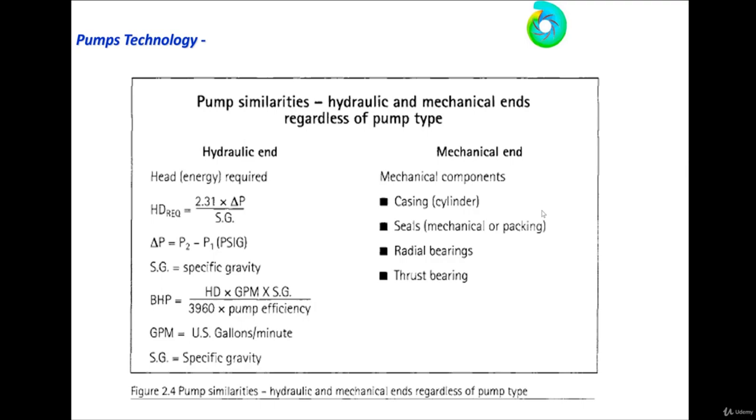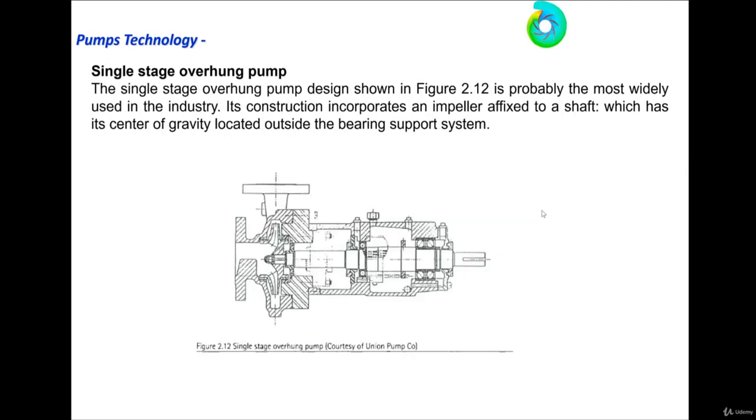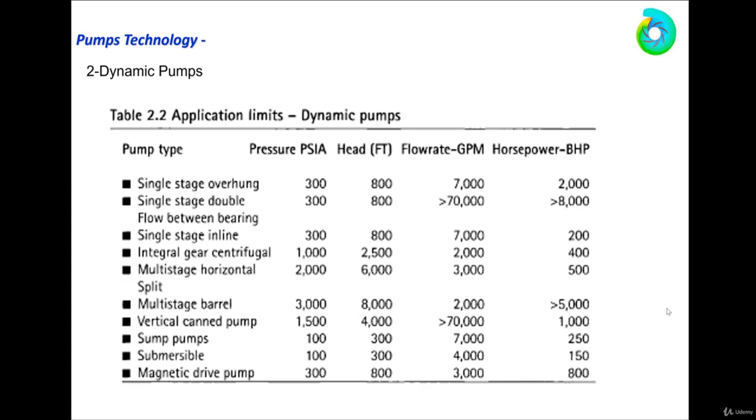Okay, let's see the flow and the pressure range of each type. This is the general flow and pressure range of the different types of centrifugal pumps. The single stage overhung pump, we can see, goes up to 300 psi and 800 foot of head, and the flow up to 7000 GPM. The next pump is a single stage double flow. We see no change in the head and the flow because there is one impeller, but the flow rate becomes 10 times the single stage overhung one.